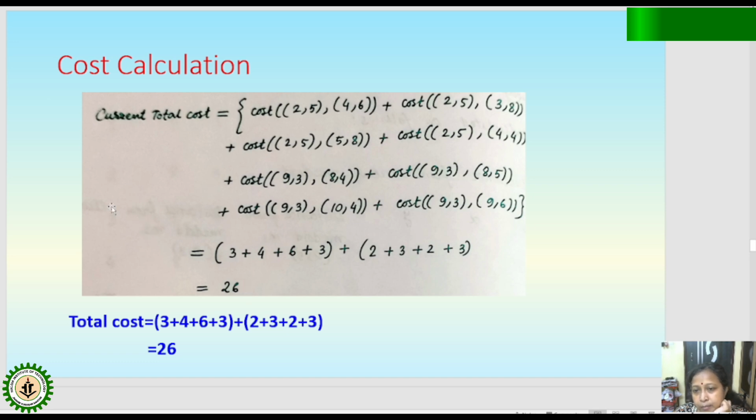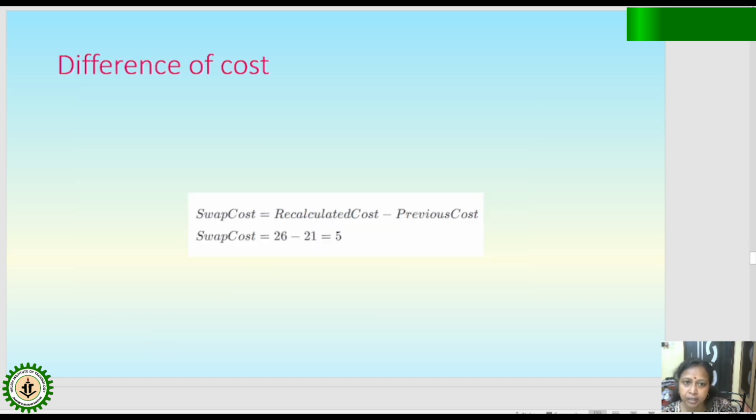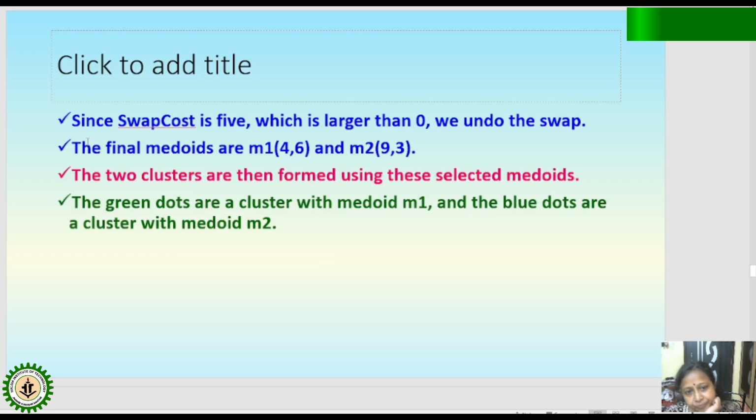If we consider the medoid 4, 6, the total cost we get is 21. But if we consider the data point 2, 5 as a medoid instead of 4, 6, the cost increases to 26. So what is the difference between these two costs? Recalculated cost minus previous cost equals 26 minus 21, that is 5. So swap cost is 5, which is larger than 0. So we undo the swap.